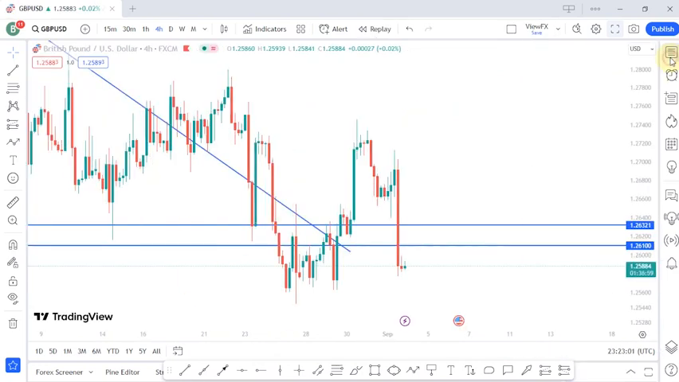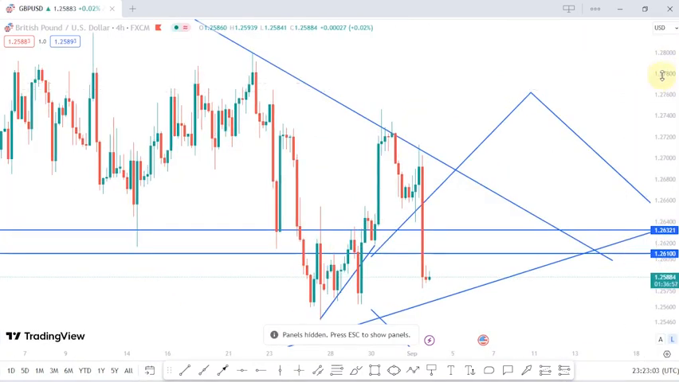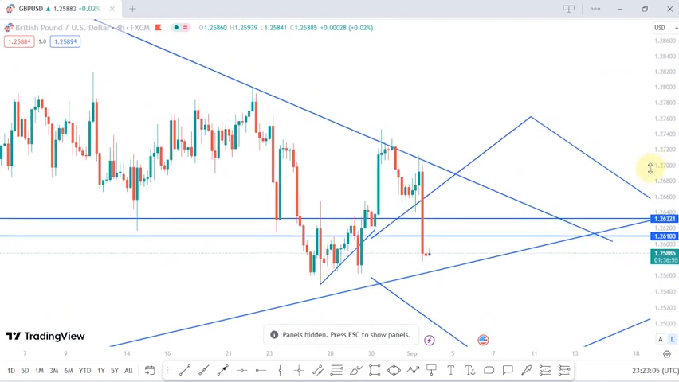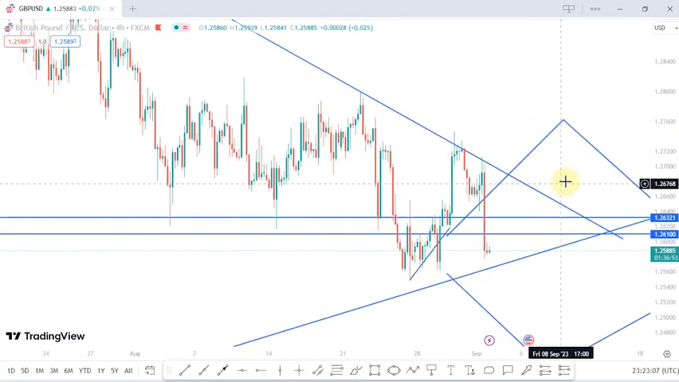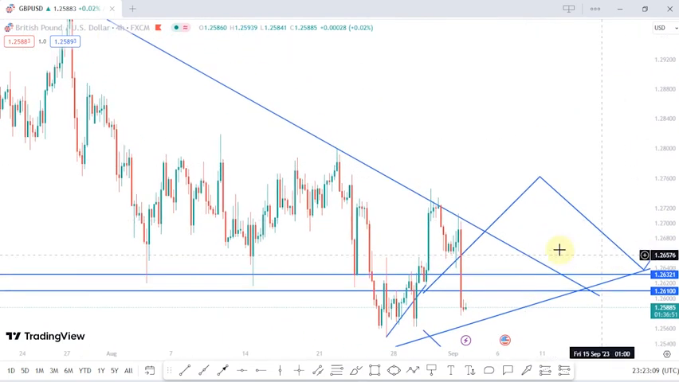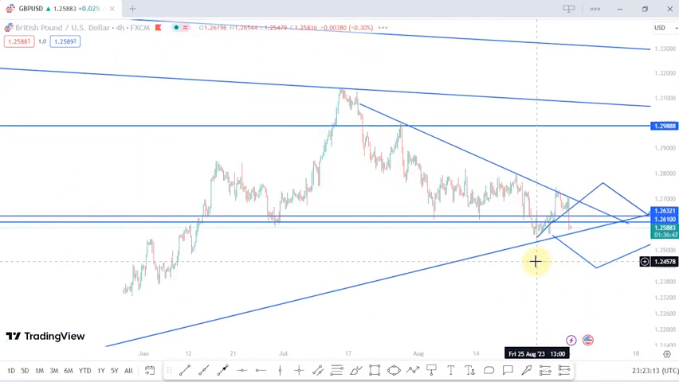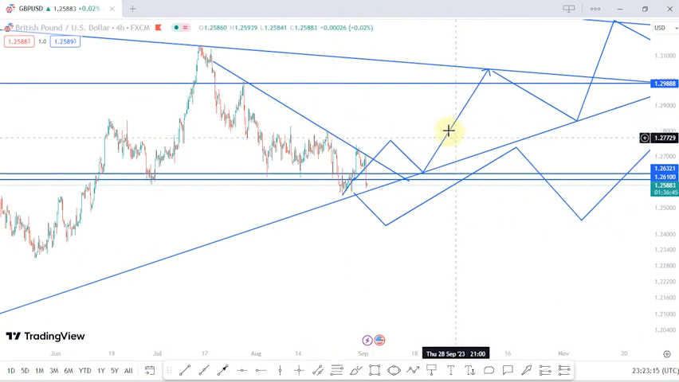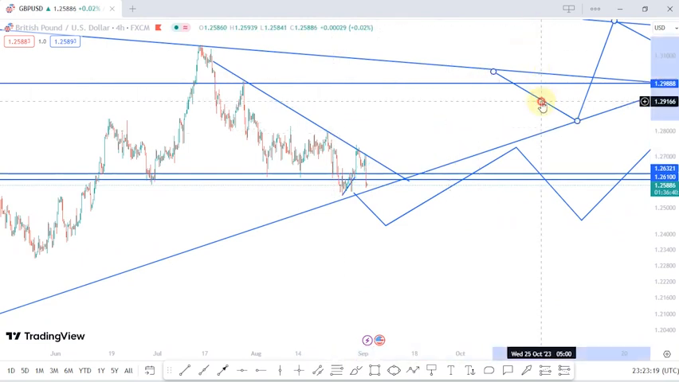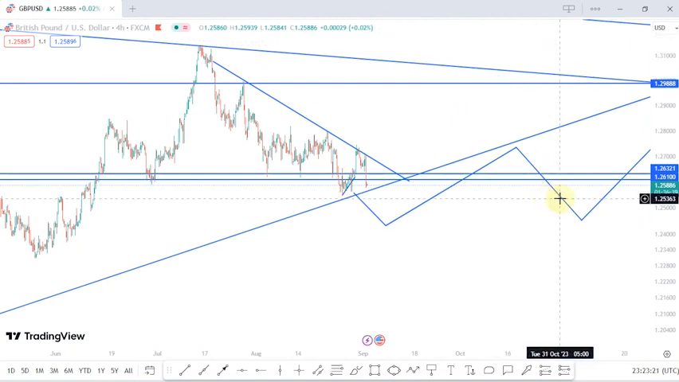GU. This is from our last analysis. Let me get rid of this so we can see the chart very well.